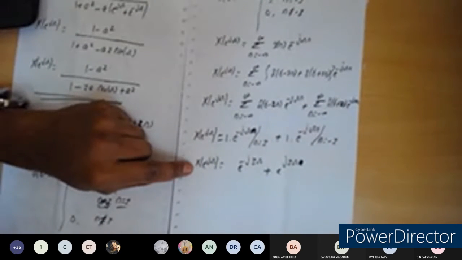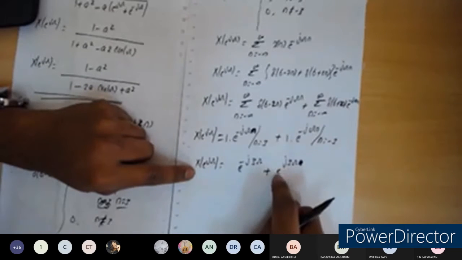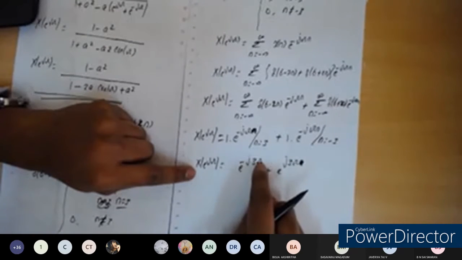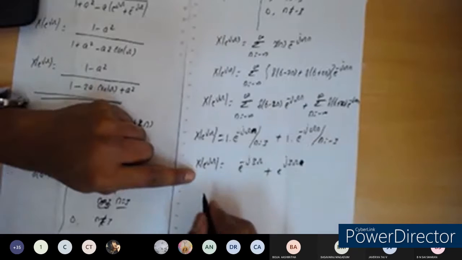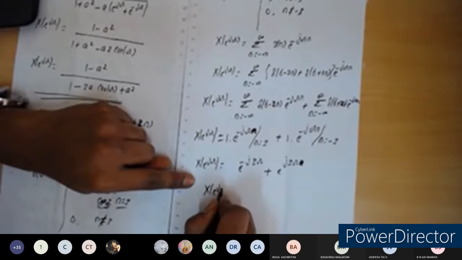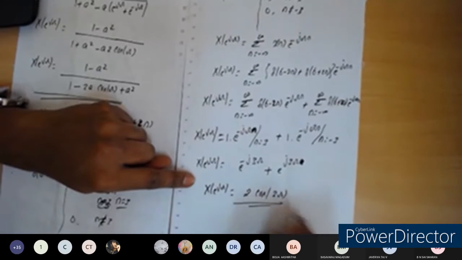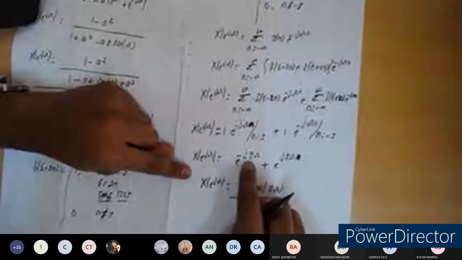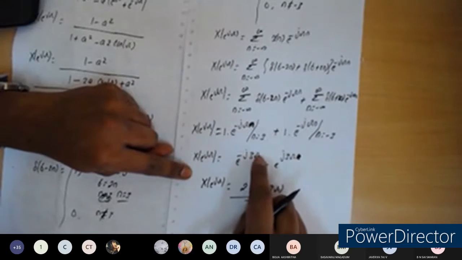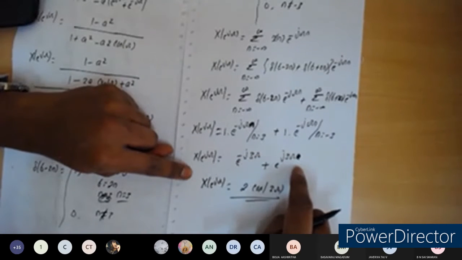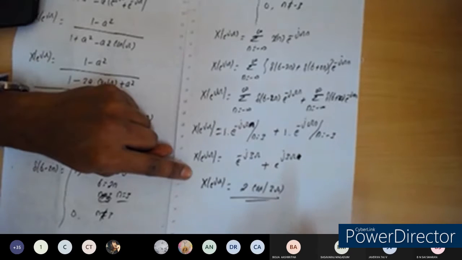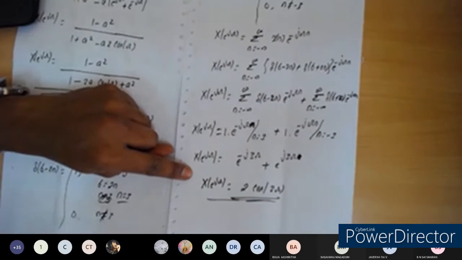Done, right? Now we know that this is in the form of e to the power of j theta plus e to the power of minus j theta. We can write this as 2 cos theta. So X of e to the power of j omega can be written as 2 cos 3 omega. Whenever we have e to the power of j theta plus e to the power of minus j theta, we express it as a cos theta. If there is a minus, we express it as a sin theta. That is the usual notation we follow to express the corresponding exponential sum using Euler's formula.